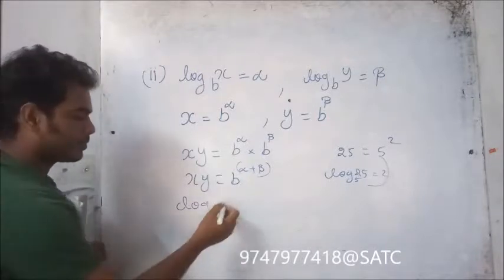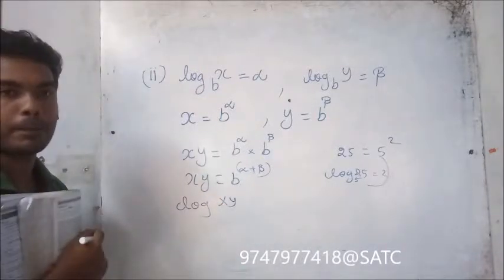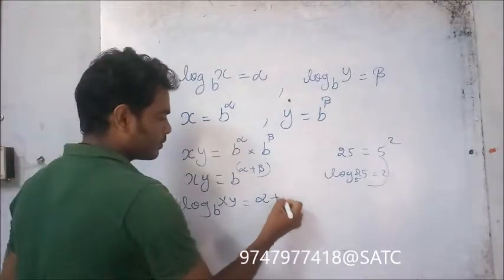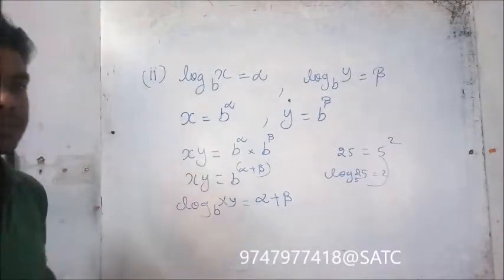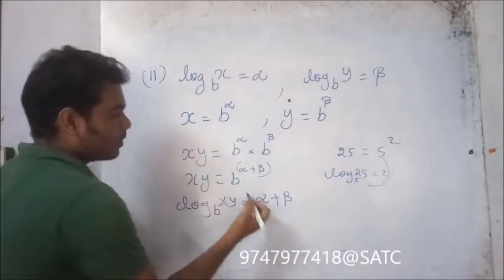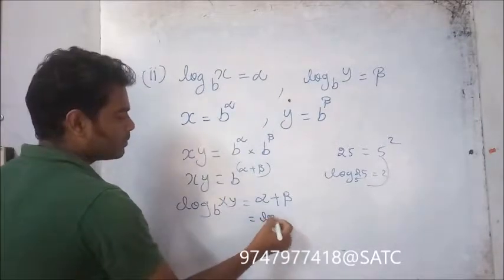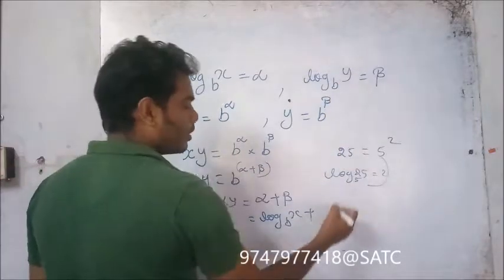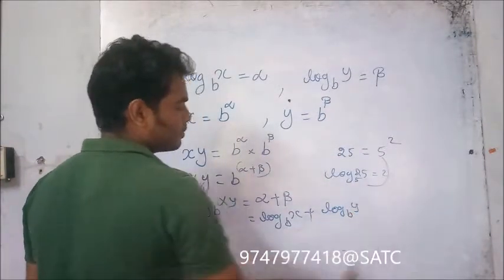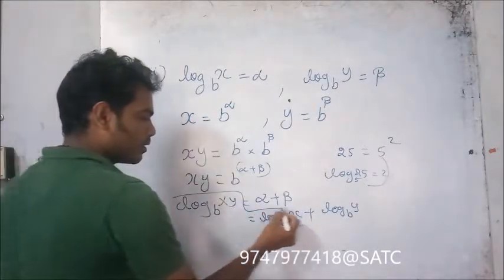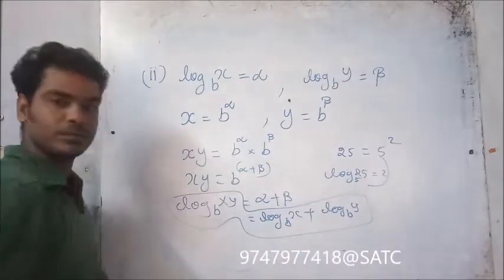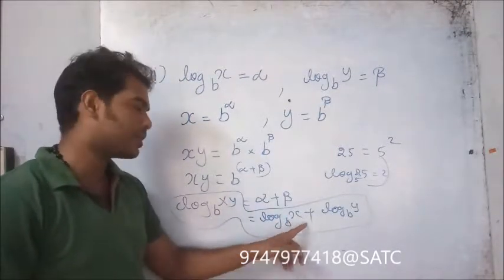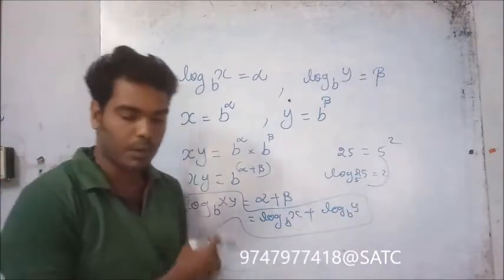So log xy to the base b is alpha plus beta. What is alpha? Log x to the base b, plus beta, which is log y to the base b. Then we have the product rule: log xy to the base b is equal to log x to the base b plus log y to the base b. This is the product rule.